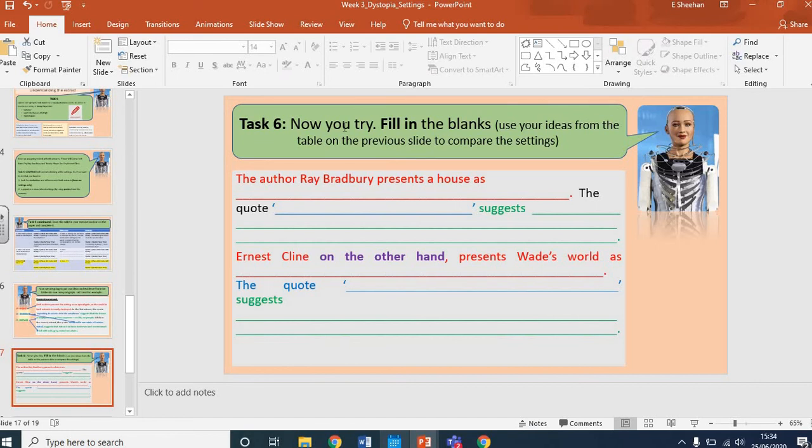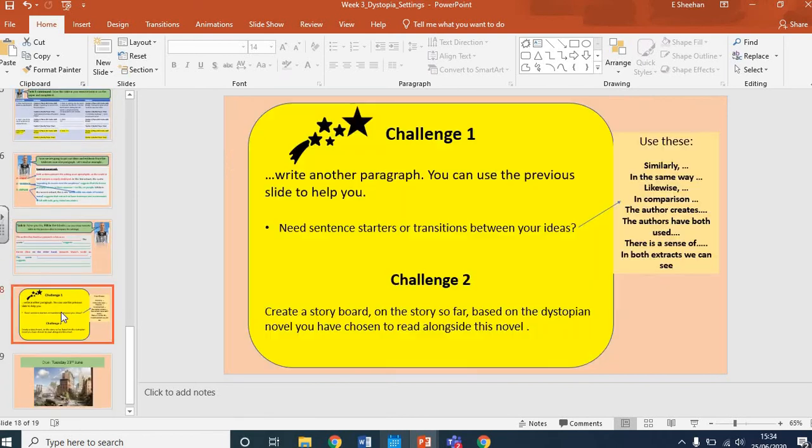And then do the same for the Ernest Cline Ready Player One extract. Okay, presents Wade's world, the lead character's world, as full of destruction and decay. For instance, that might be one you want to use. You find a quote, that's where you could talk about the mountains of vehicles. There's plenty of other quotes that would support that. Then tell us what that suggests. So that's your final task, unless you're doing the challenge.